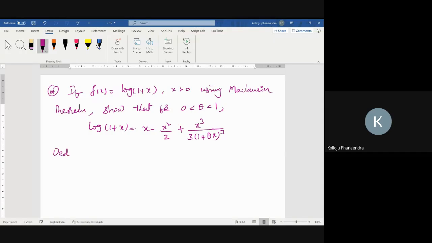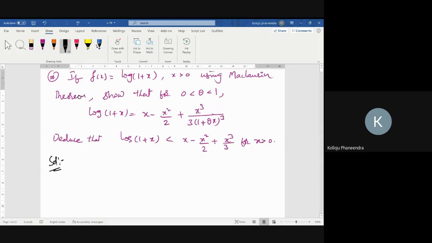Next one, deduce that log of 1 plus x is less than x minus x square by 2 plus x cube by 3 for x greater than 0. Solution.